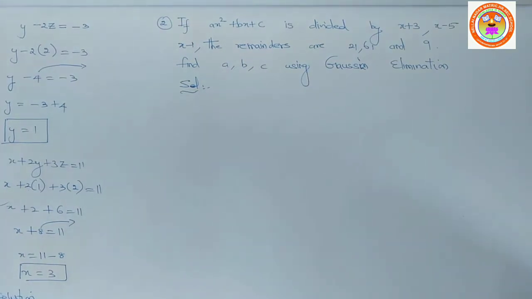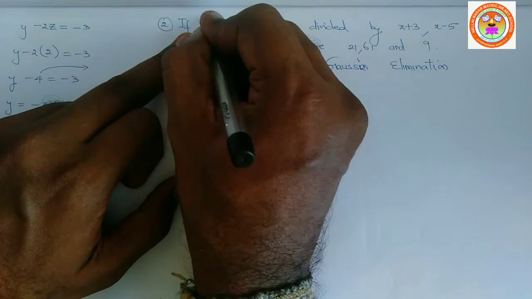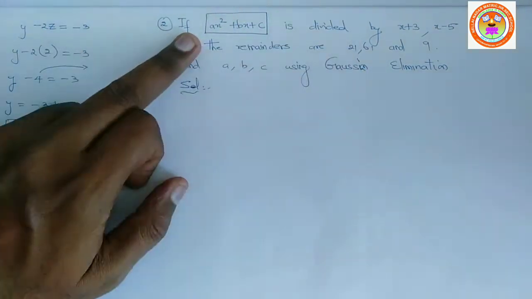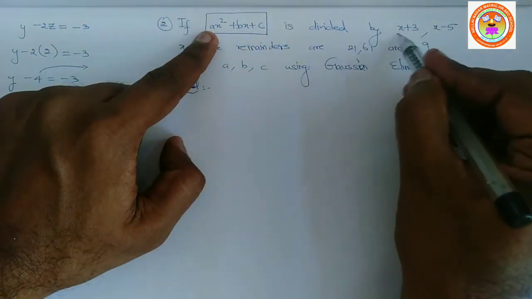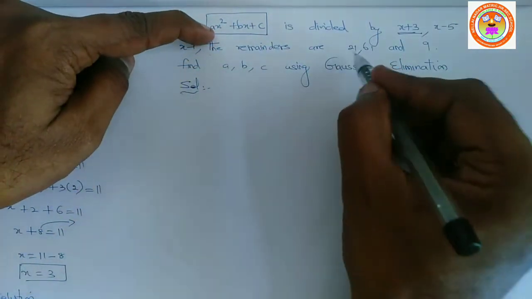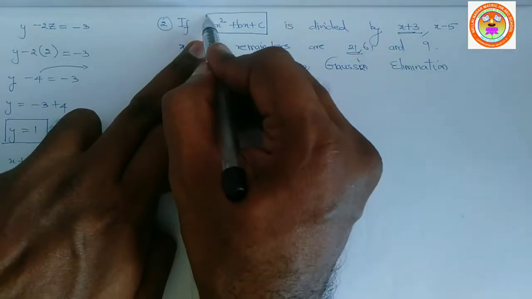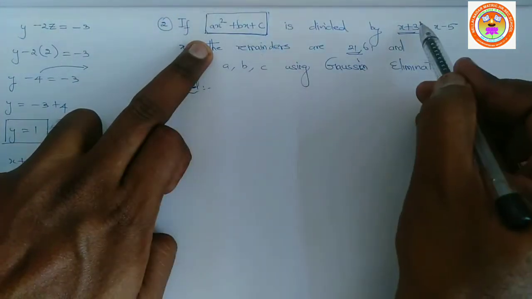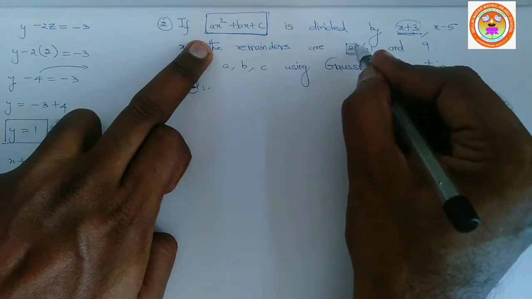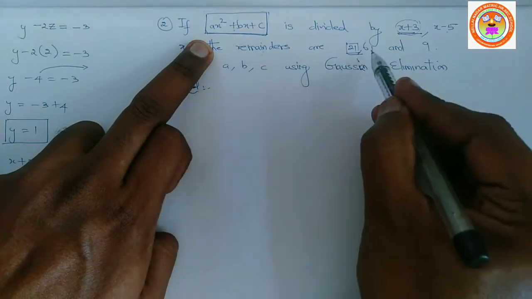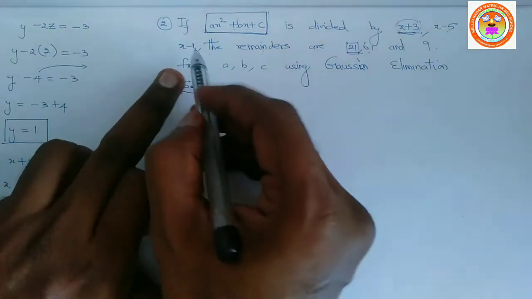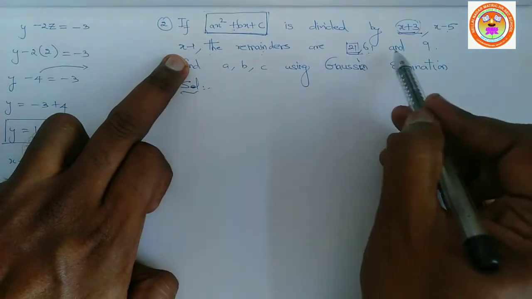Exercise 1.5, second sum. If ax square plus bx plus c, this is a quadratic equation, ax square plus bx plus c is divided by x plus 3, the remainder is 21. Listen carefully. If this quadratic equation is divided by x plus 3, we get remainder 21. The same equation divided by x minus 5, we get remainder 61. The same equation divided by x minus 1, we get remainder 9.